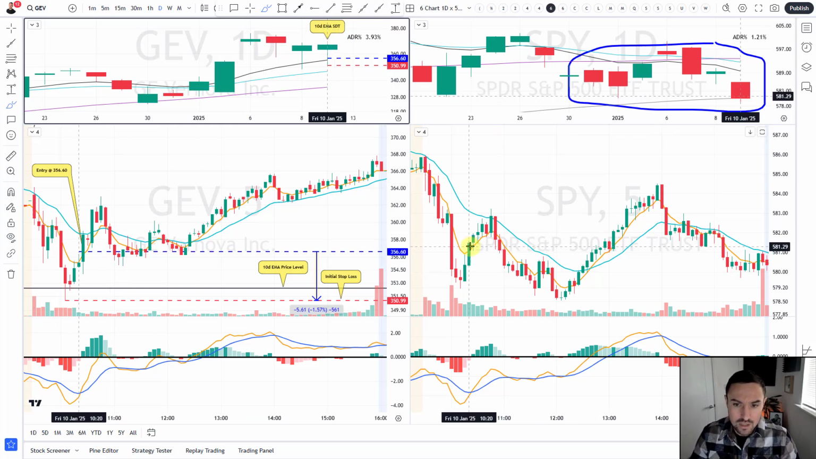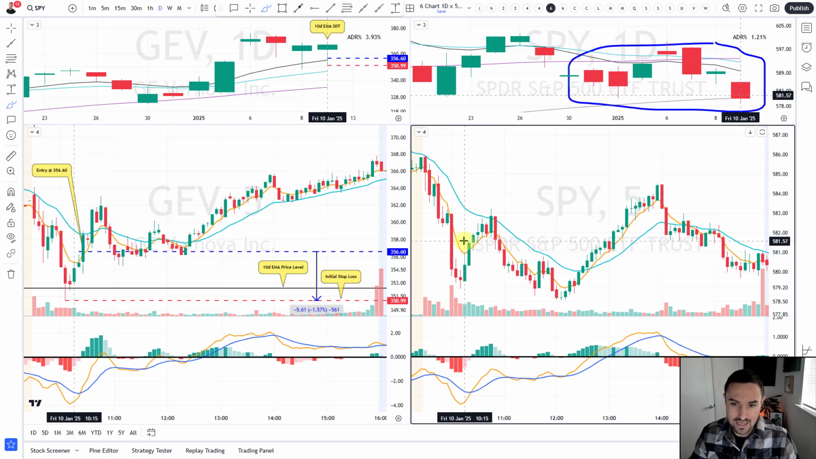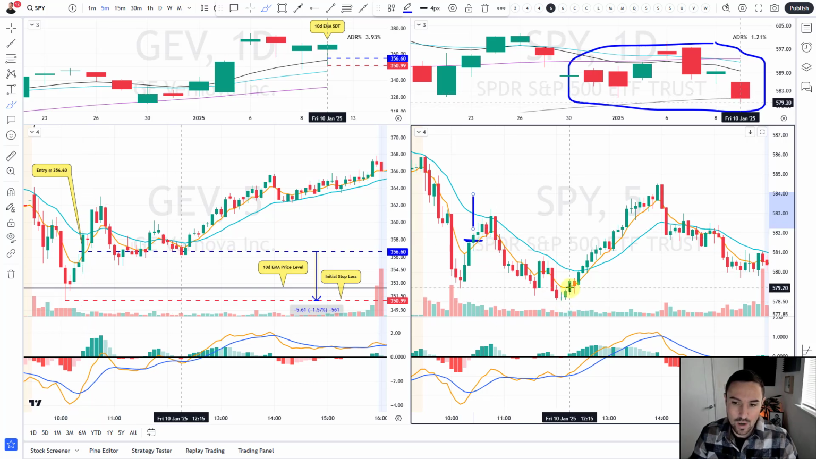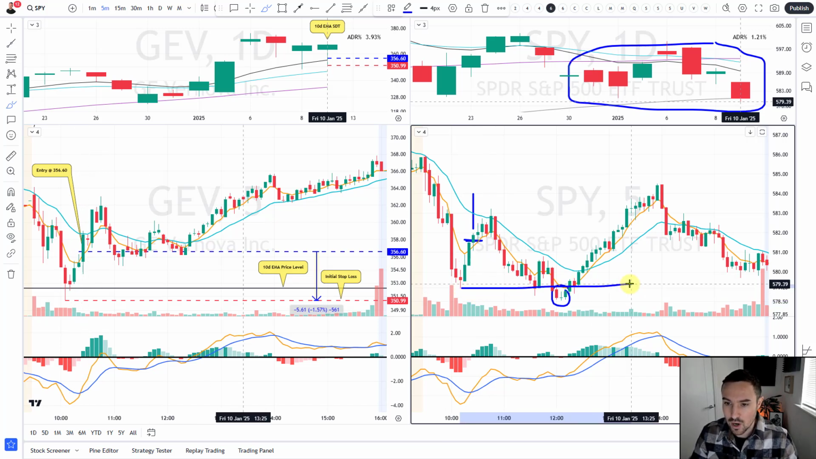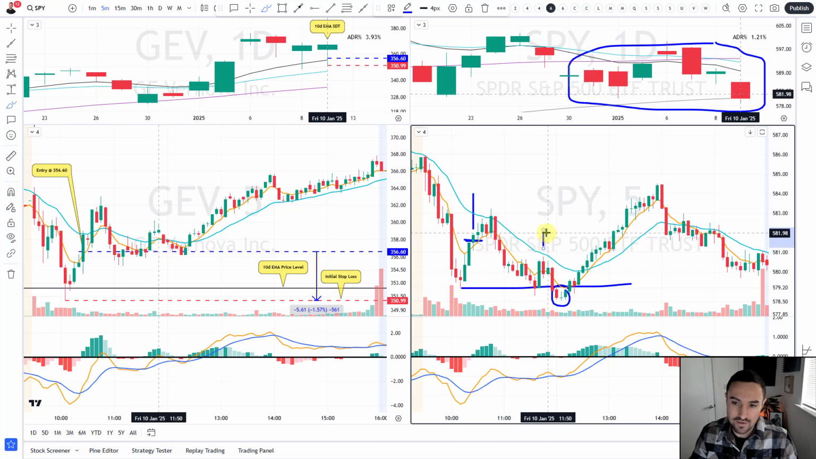Okay, so where I'm taking the trade with GEV, if we look at the SPY here, is around about this bar here, around 10.25. If you then take a look around 12.05, this is where we could go into some intraday relative strength. What do you notice for the SPY? Well, the SPY at 12.05 is actually making a new session low. It's down here on the lows, it's made a lower low, you see that?